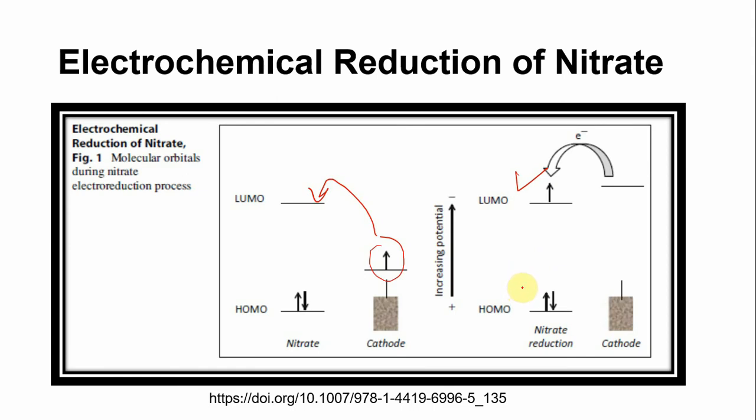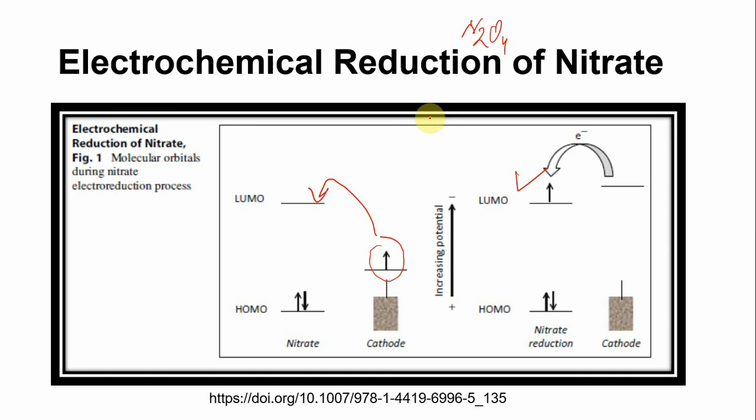This is also from another paper in which the electroreduction process of nitrate is carried out, and it is converted to NO2, which can also be dimerized to N2O4, and then further converted to other products which will be less toxic.